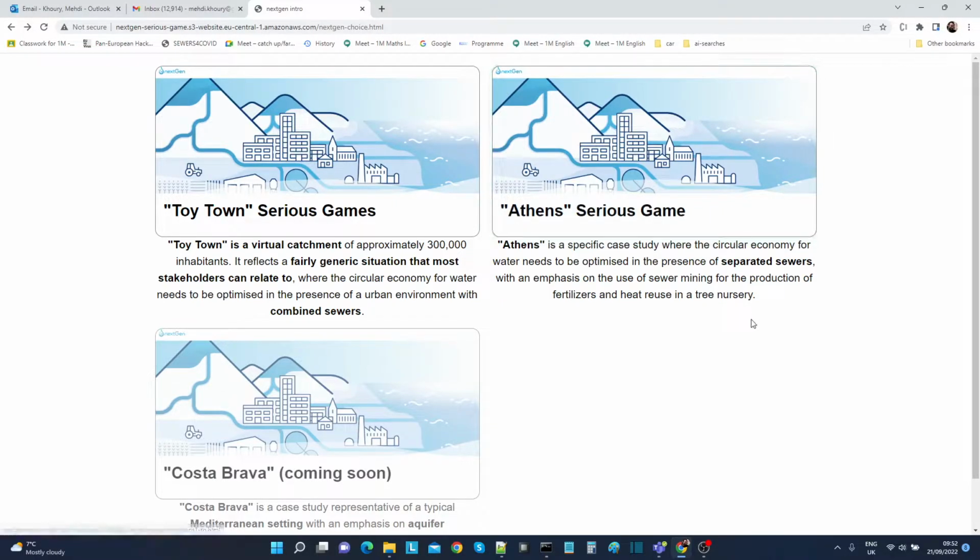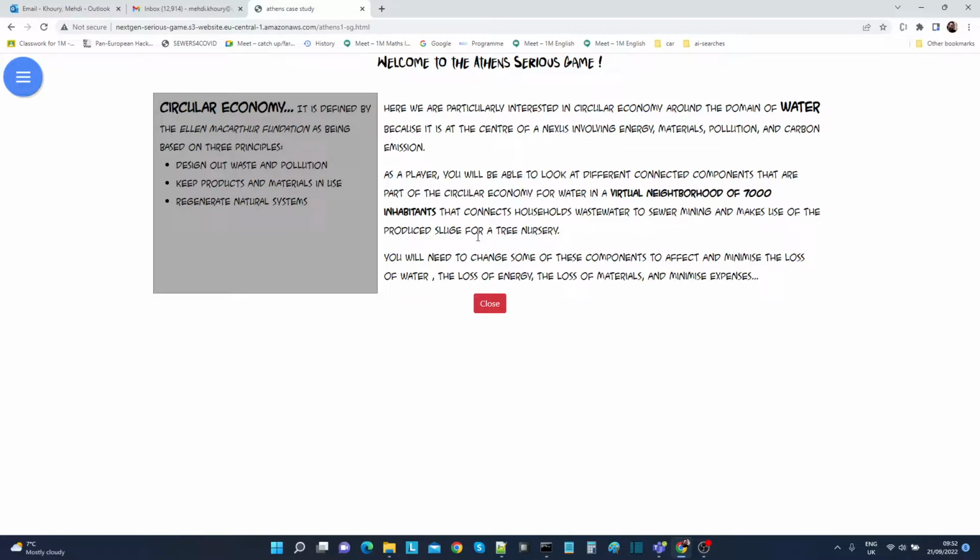So it's available online. If you have a computer, you can access it. You need a recent web browser, such as Chrome or Safari or Firefox, and it's also advised to use a mouse. So you click on the Athens series game. There are other series games developed in the context of nextgen, but the Athens one is the one we're looking at today. You click on it, and then you are redirected to a welcome screen.